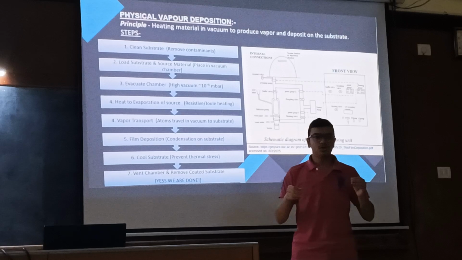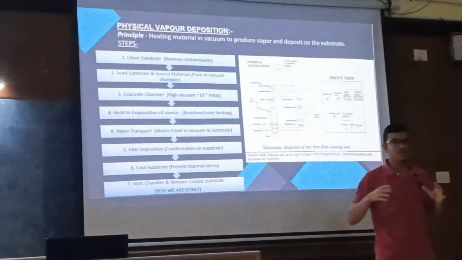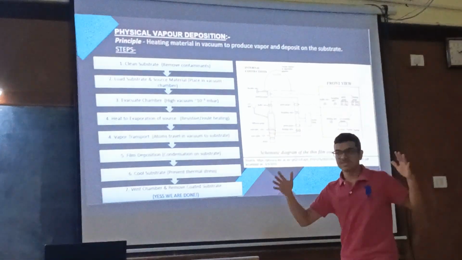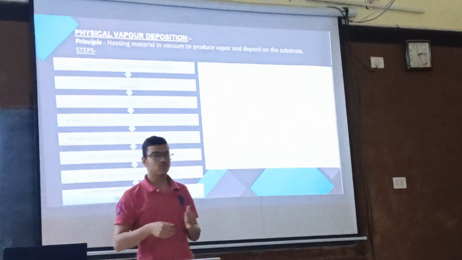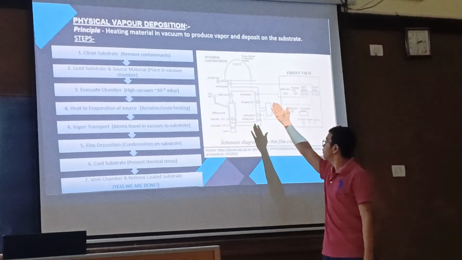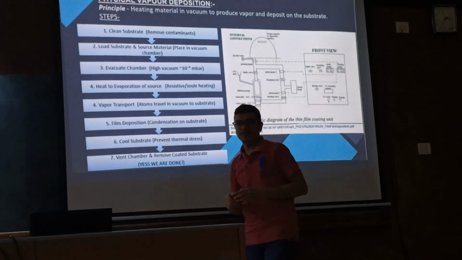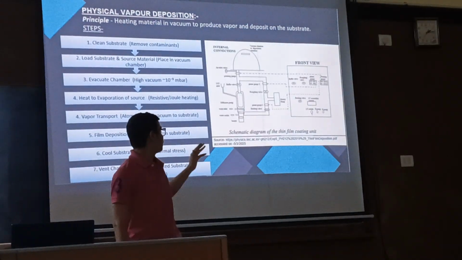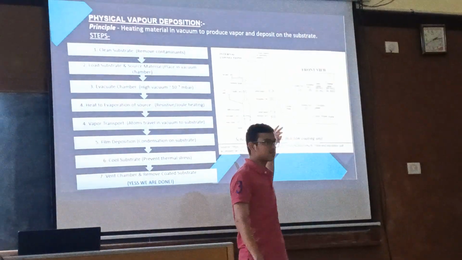Actually, the pressure inside the chamber is very low, and outside is atmospheric pressure, so we can't directly pull this out. So we need to vent the chamber. After that, we remove our desired thin film, and yes, we are done. But again, we need to do some roughing for the maintenance of vacuum inside the chamber.